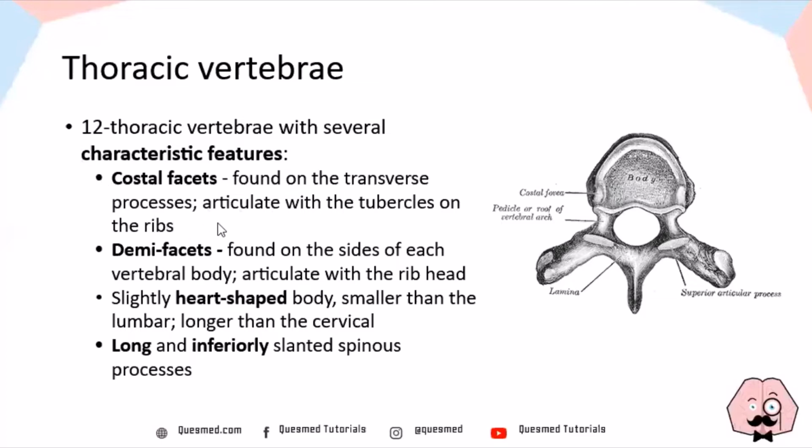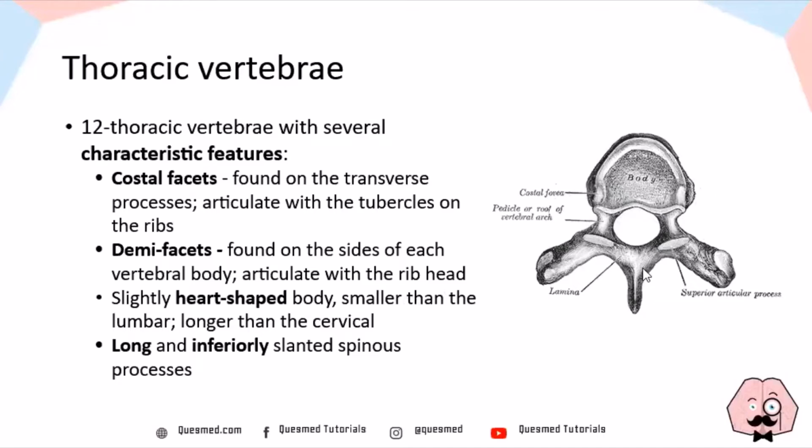Their characteristic features are that they have costal facets, which are found on the transverse processes, which articulate with the tubercles of the ribs. If you remember, I showed you what the tubercles of the ribs look like earlier. And then they also have demifacets on each side of the vertebral body, which articulate with the heads of the ribs. And most of them articulate with 2 ribs, if you remember. The body itself is slightly heart-shaped. Hopefully, if you squint, you can see that this kind of looks like an upside-down love heart.